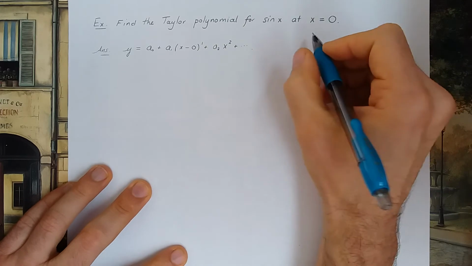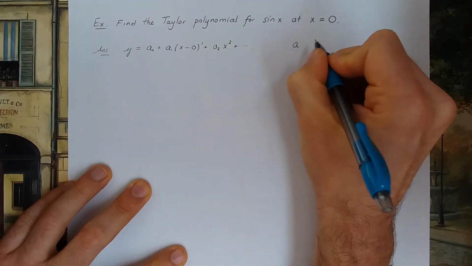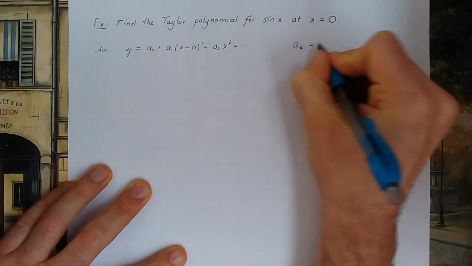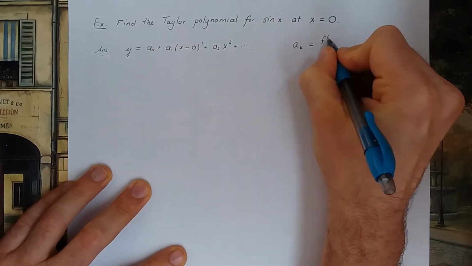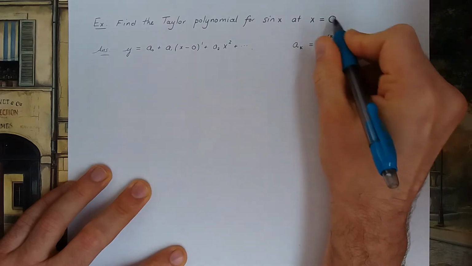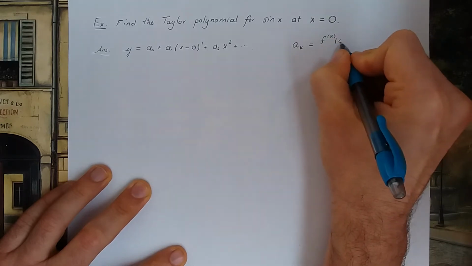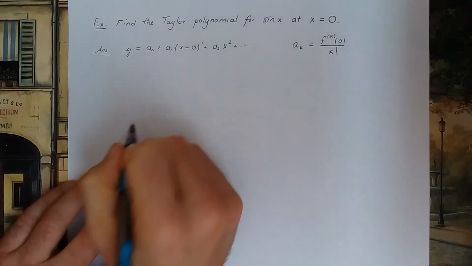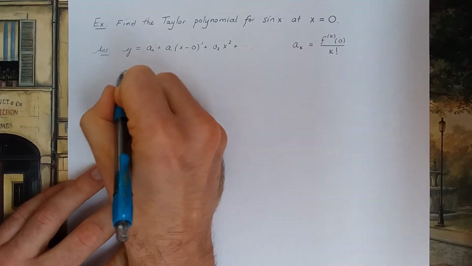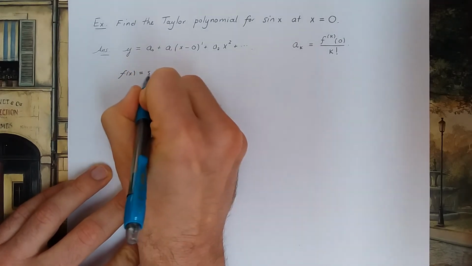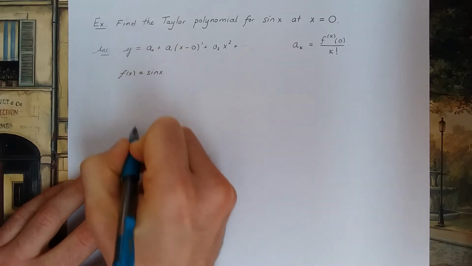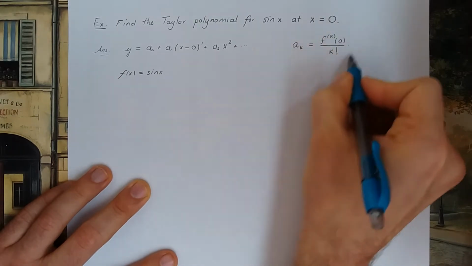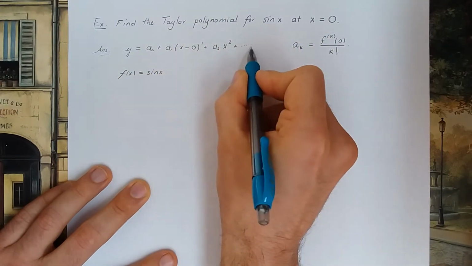All right, so we found that the kth coefficient in my Taylor polynomial is the kth derivative of my function evaluated at a, in this case a is 0, divided by k factorial. The function is sine x. So I'm going to take a bunch of derivatives of sine x, find a pattern, and use it to determine the kth coefficient in my polynomial.